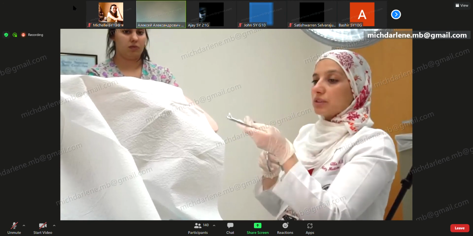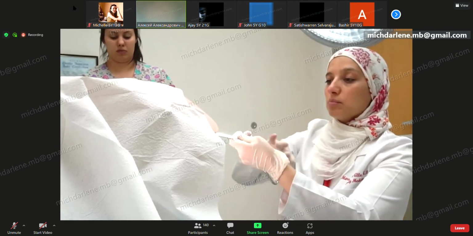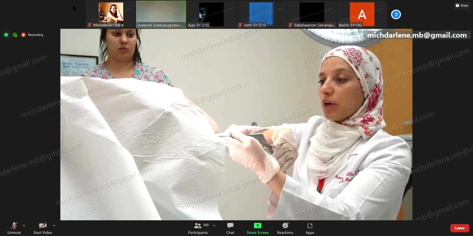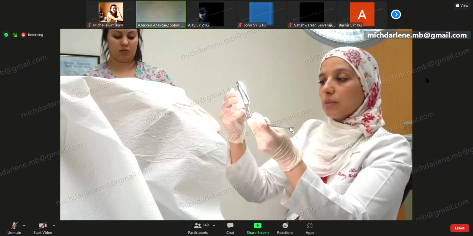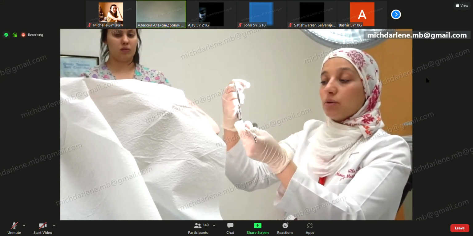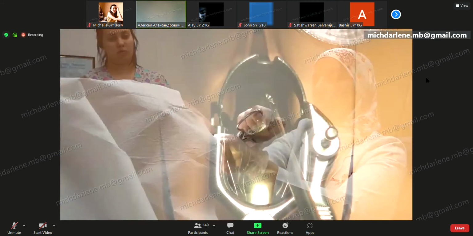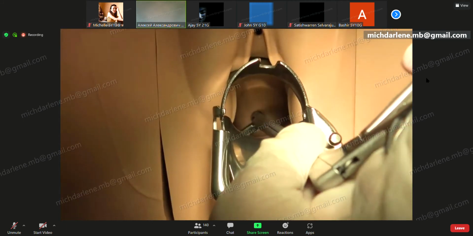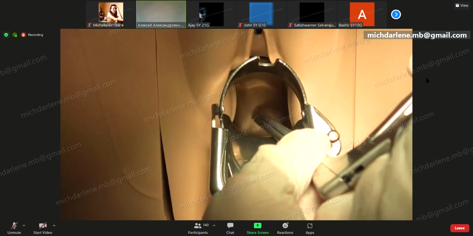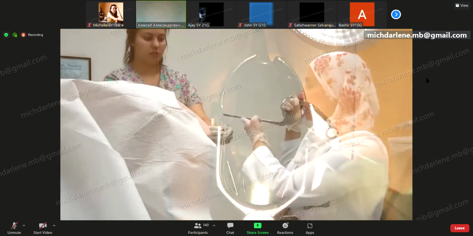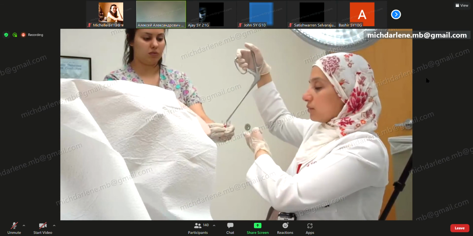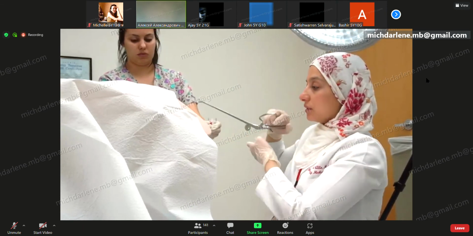And we go for the next lesion or the next biopsy. We can hold the container upside down like that and take a biopsy. This is 5 o'clock, and put it in a different container.